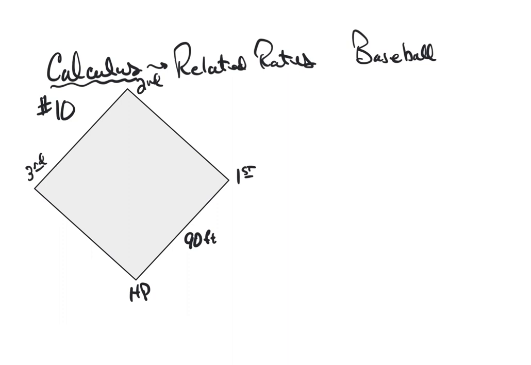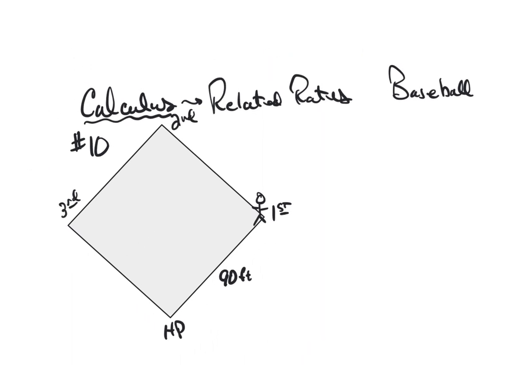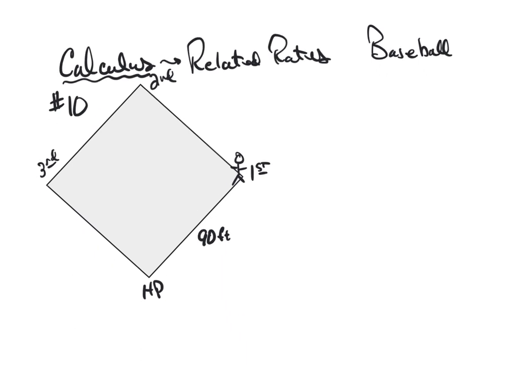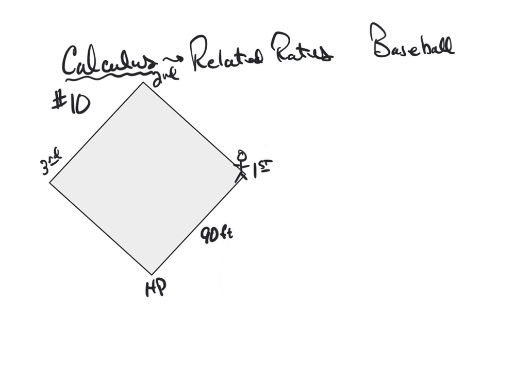Okay, and it says again in the problem that a player can run the bases at a rate of 15 feet per second. The question is, at what rate is the player's distance from home plate changing when they're 30 feet from second? So that means then that we have a player on first, and they are running towards second base. Okay, so we have a person on first, and they're running towards second base.